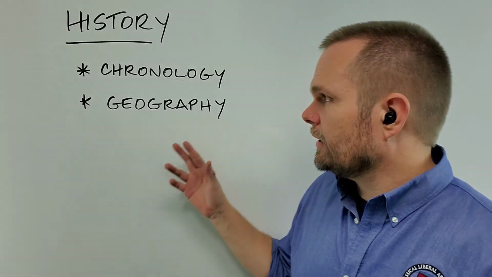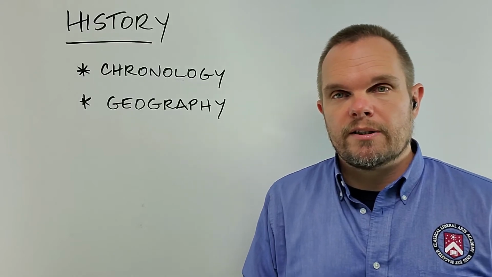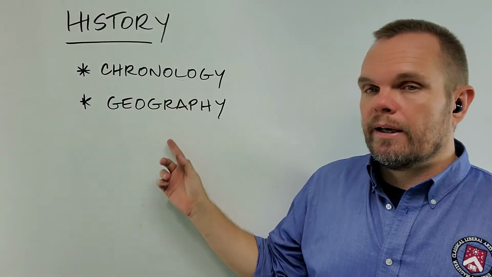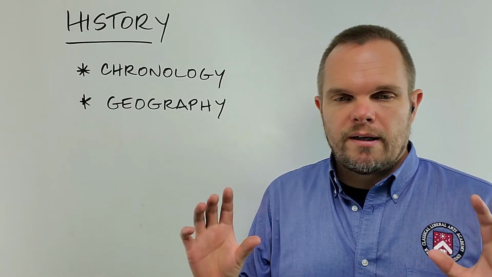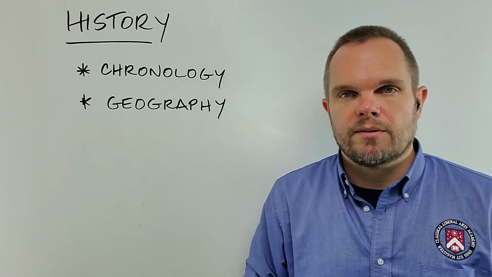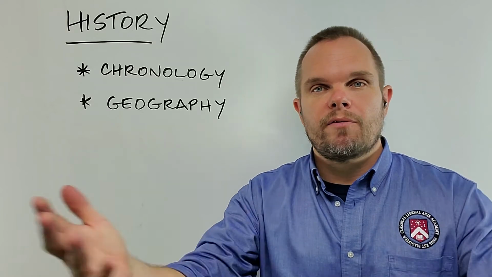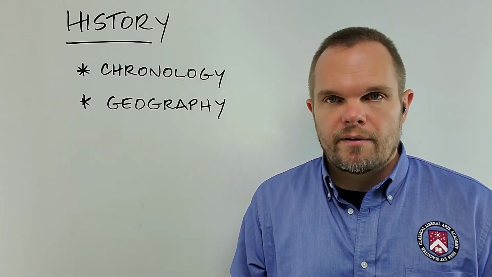So in the Classical Liberal Arts Academy, we want to teach our children history. We have to teach our children history. But the way that we do that is through chronology and geography. You know, we really can't rely on just telling our kids what happened in history. First of all, historical events are infinite in number. There's no way that you can possibly cover everything.